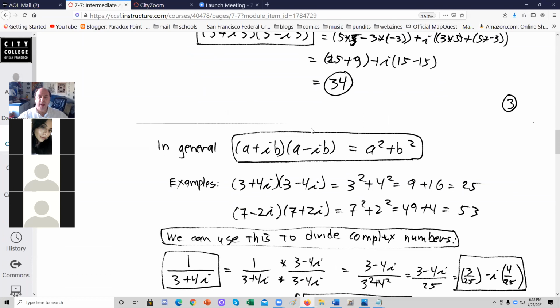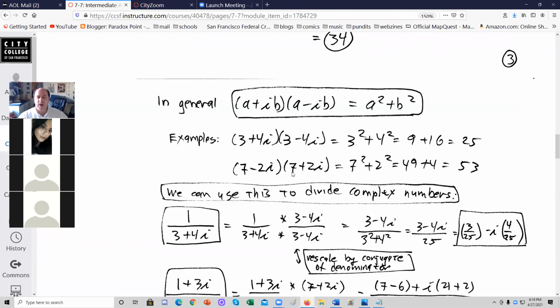The IAB and the IA times minus IB cancel out. We're left with A squared minus I squared B squared, and minus I squared is 1. So you get A squared plus B squared. So for example, 3 plus 4i times 3 minus 4i. Well, the 3 times 4i and 3 times minus 4i cancel out. 3 times 3 is 3 squared. 4i times minus 4i, the minus I squared is a plus, so you get plus 4 squared. 3 squared plus 4 squared is 9 plus 16 is 25.